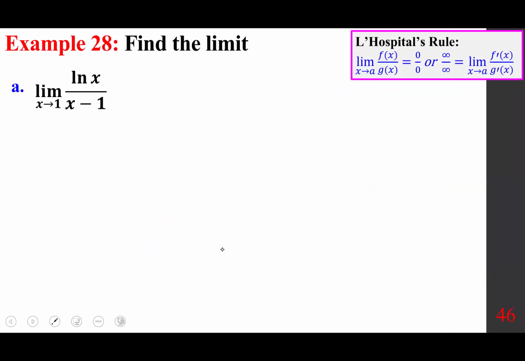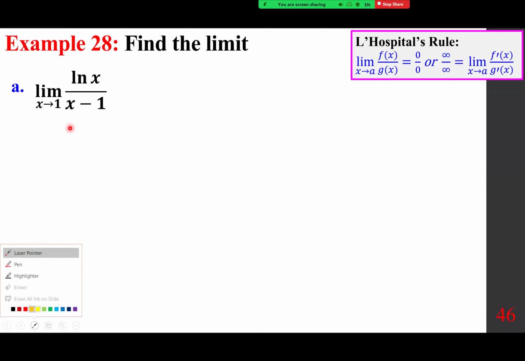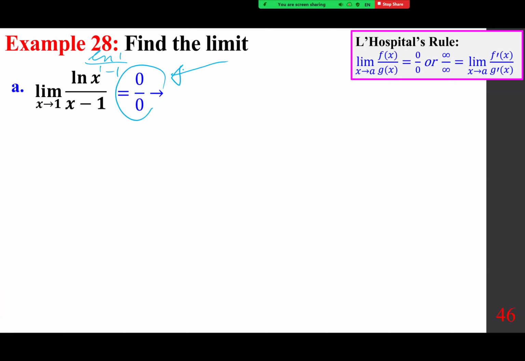Here's an example that we wrote. Before I use L'Hopital's rule, I have to write down the answer. I have to write down, if I plug in 1, let me show you, I get ln 1 over 1 minus 1, which is 0 over 0. If you don't show that, you cannot use L'Hopital's rule. I can't emphasize this enough. First, you show that it's either 0 over 0 or infinity over infinity, then you move on.